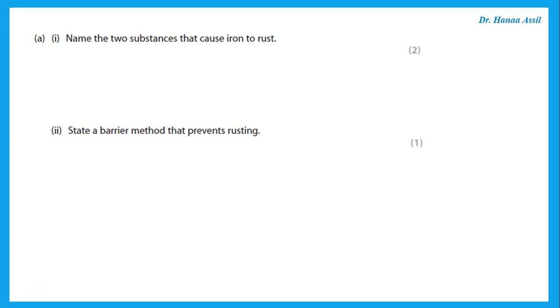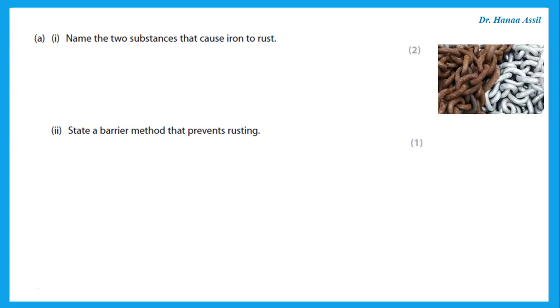Name the 2 substances that cause iron to rust. Again, we said iron is silvery gray, shiny in color, but if it reacts with what? Both water and oxygen, then it becomes, and we said, what is the name of rust? It is hydrated iron(III) oxide.